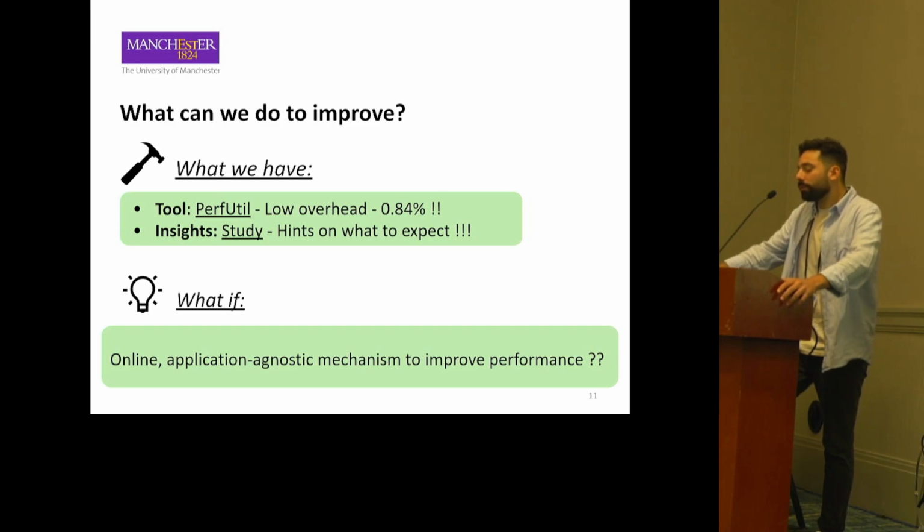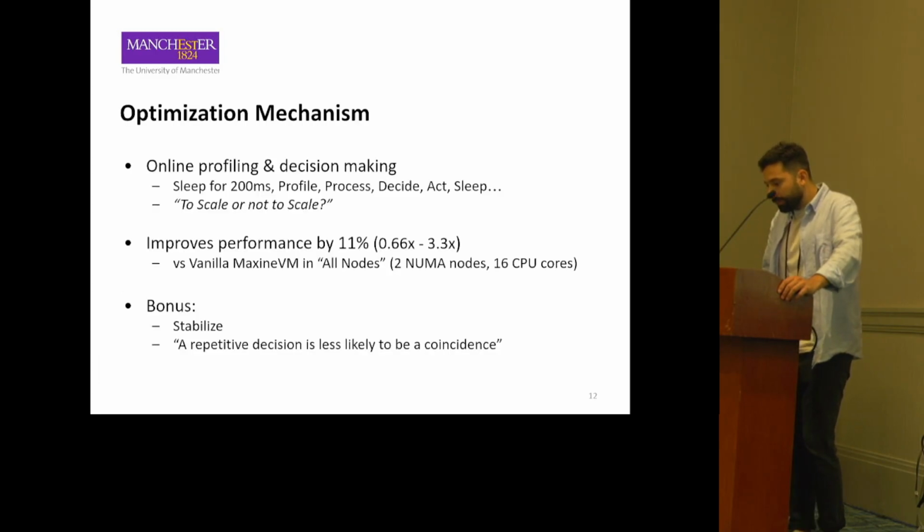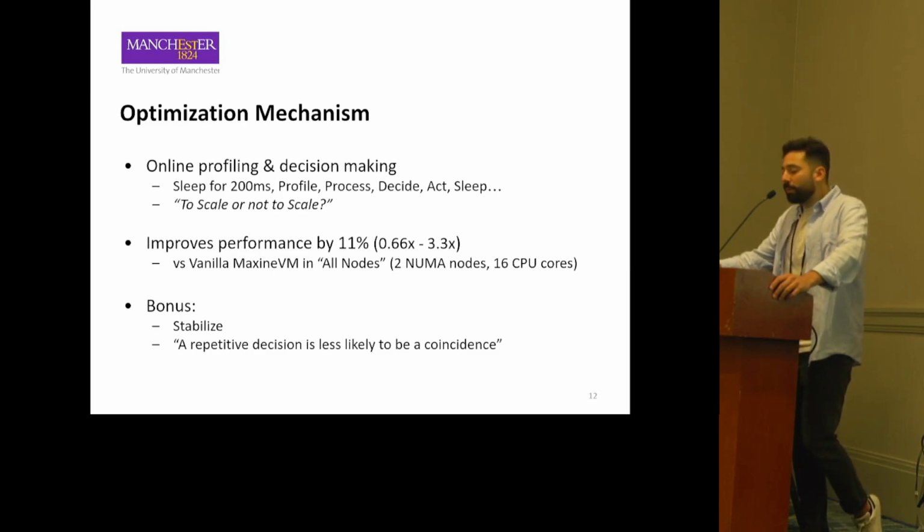And having those, we can naturally consider, what if we implement a new mechanism that can be online, because we have the low overhead tool and application agnostic, in order to improve performance. And based on this vision, we implemented the prototype, actually, an optimization mechanism that is indeed online, performs online profiling and decision-making.